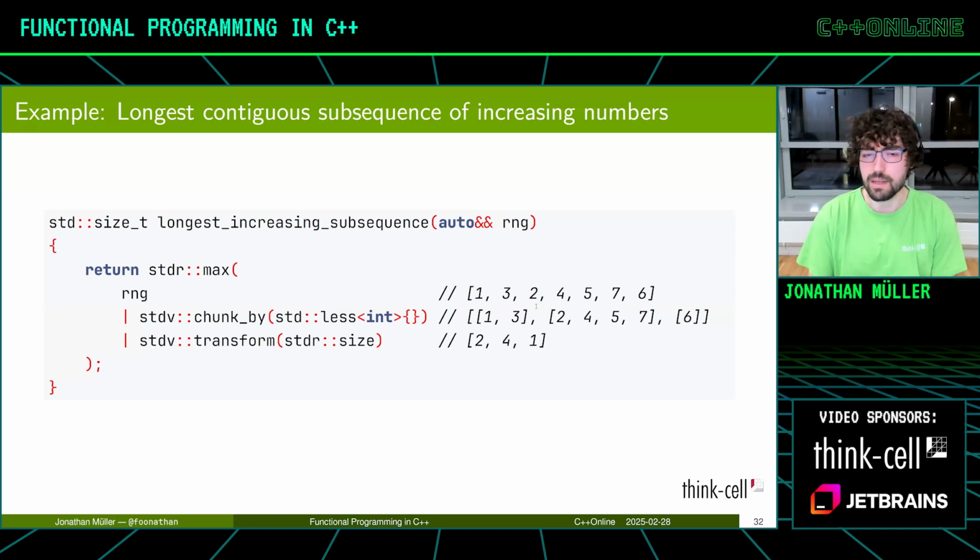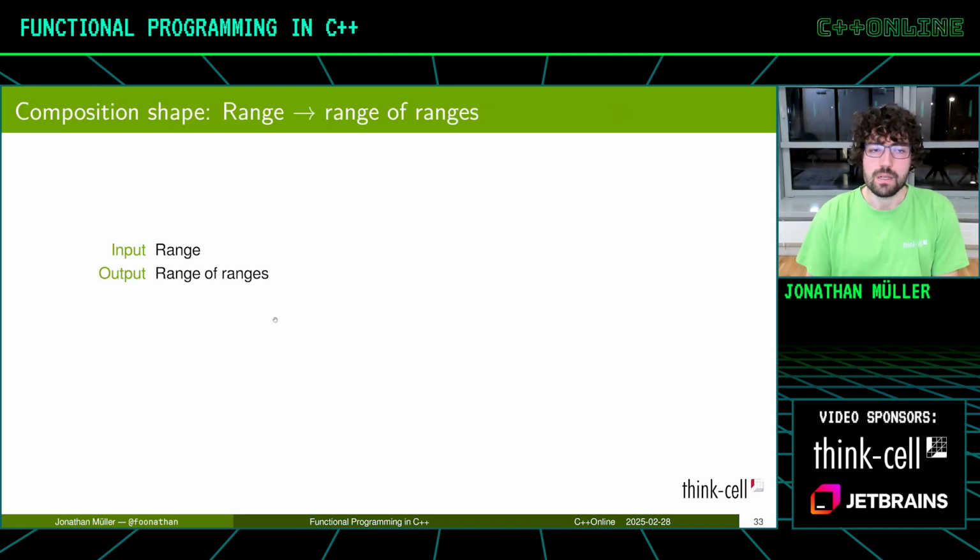And again, this happens completely lazily. It doesn't do any allocation. It only happens as we reach it, as we iterate over it. Finally, we've got now a list of chunks, and we want to get the size of each one. So we pipe them into transform, ask for the size. And then we've got the list of sizes of the chunks. And then we simply want the maximum. And that's how you get the longest increasing subsequence by intelligently composing smaller building blocks in a very declarative way. So the composition shape here is we have a range and we want to get a range of ranges.